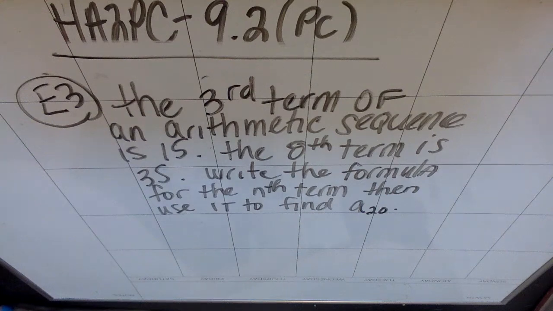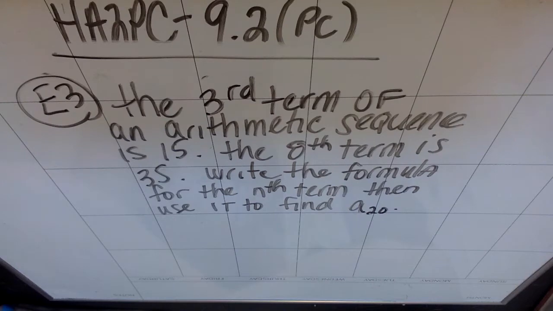This is Honors Algebra 2 Pre-Calculus. We're doing section 9.2 in Pre-Calc, which is arithmetic sequences and partial sums. This is example 3. The third term of an arithmetic sequence is 15. The eighth term of the arithmetic sequence is 35. Write the formula for the nth term and then use it to find a sub 20.